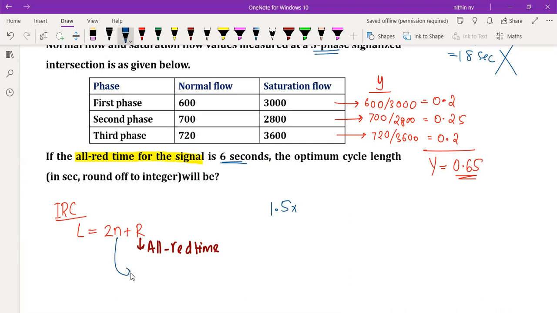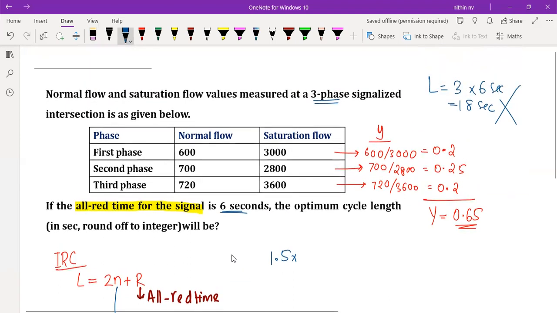This one more unknown is there now, that is n. That n is nothing but the number of phases. Okay, what is this number of phases? Already we have seen 3-phase signal, 2-phase signal, like that. Understood? This is how we need to calculate here.